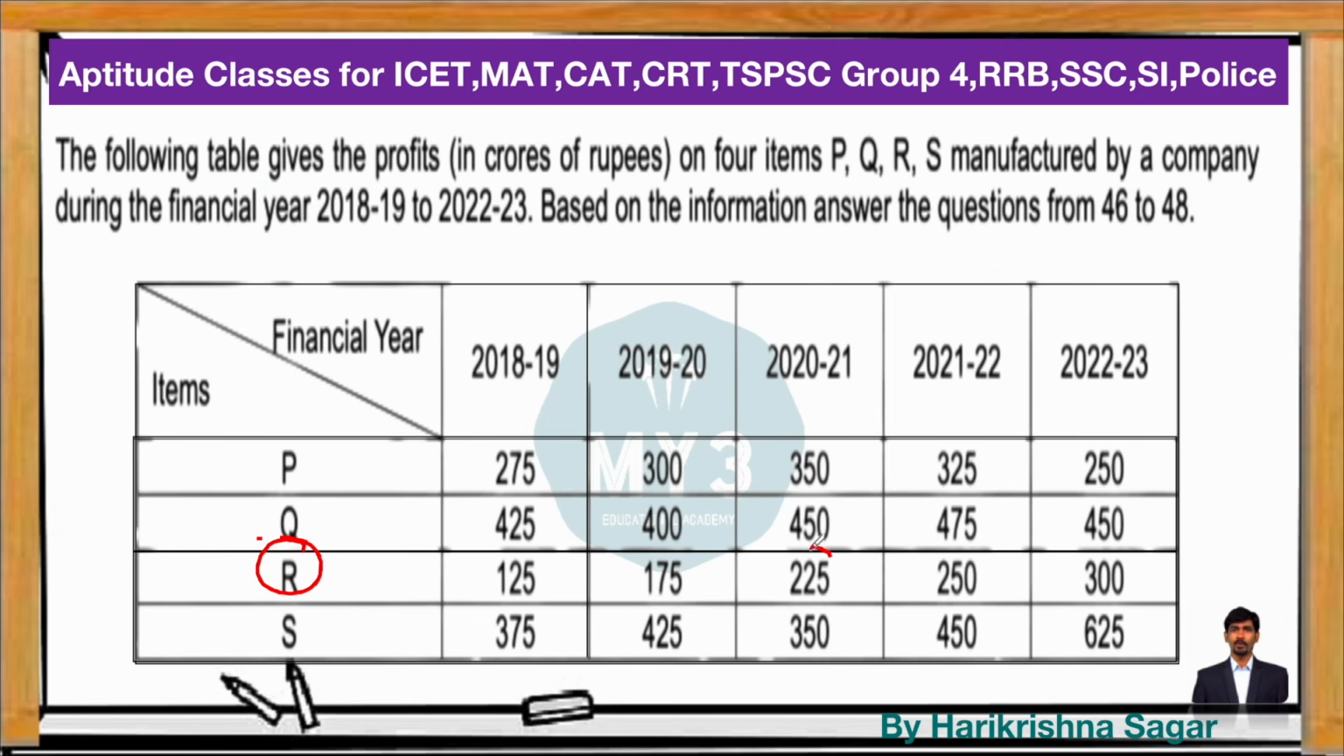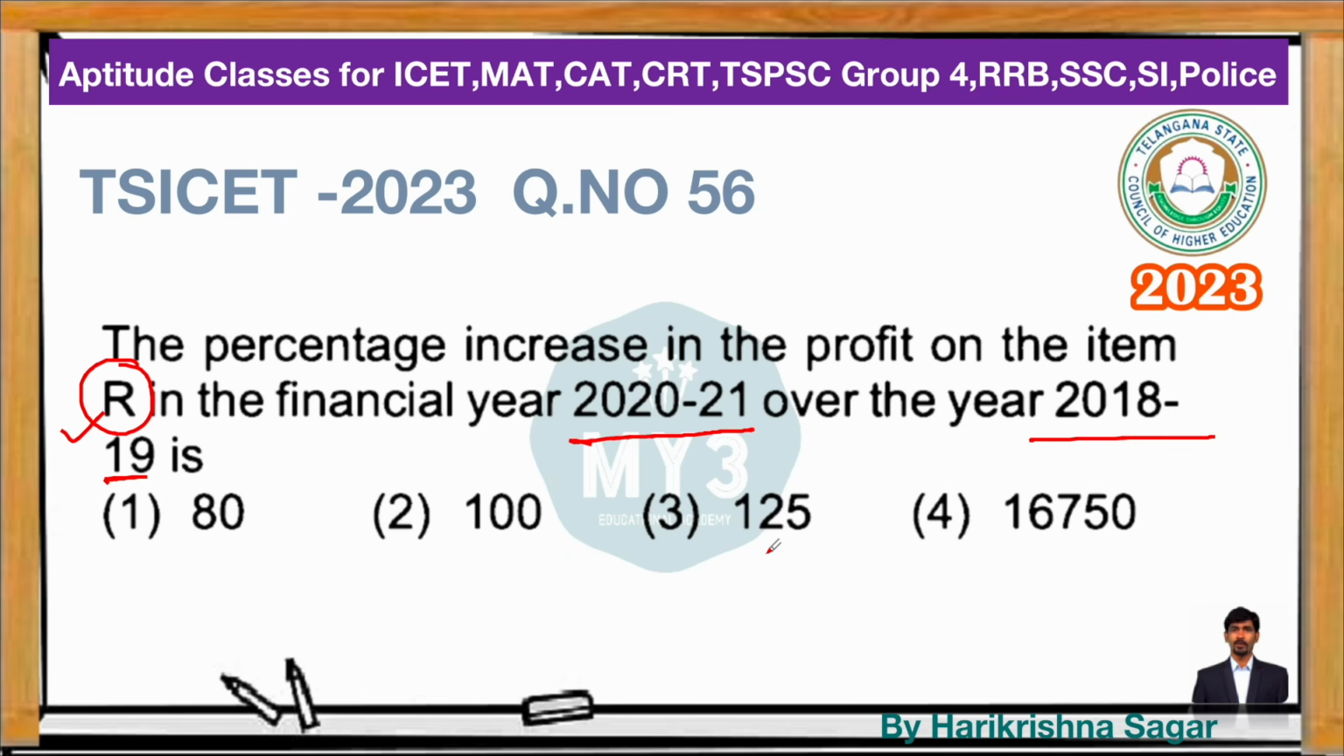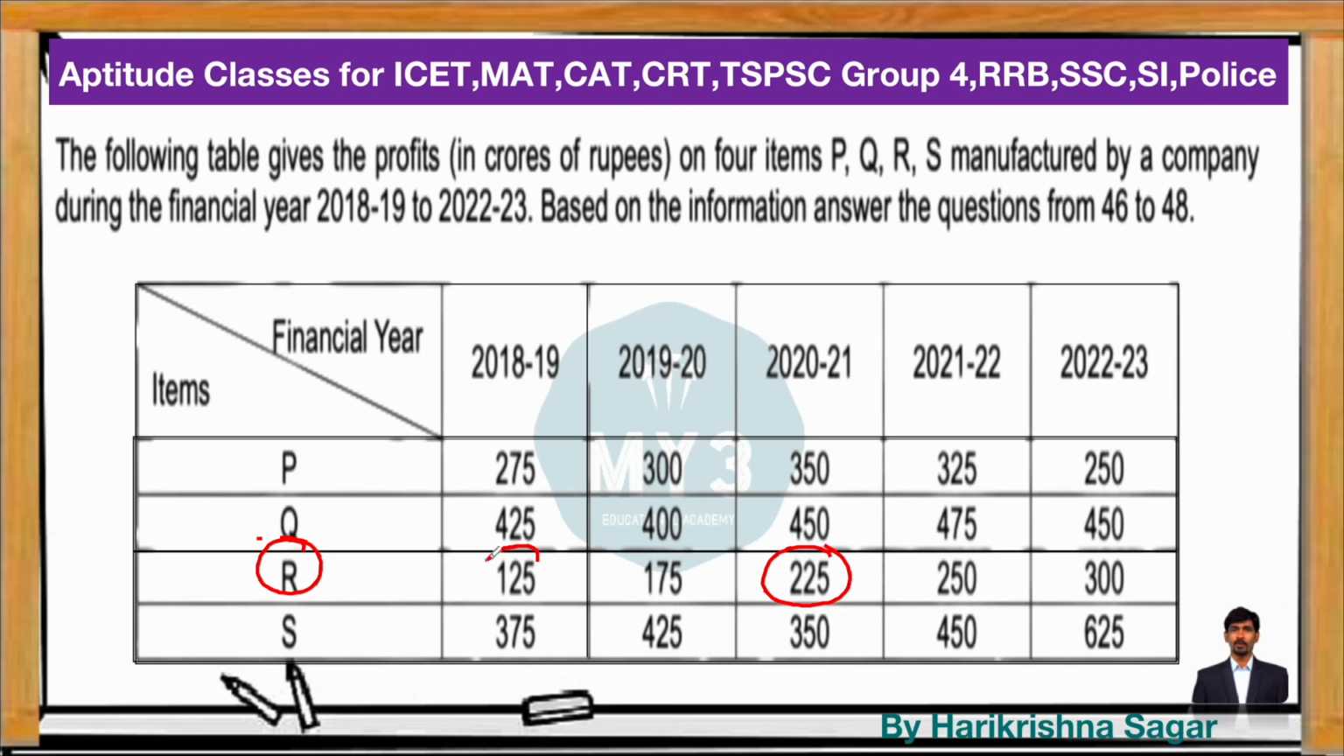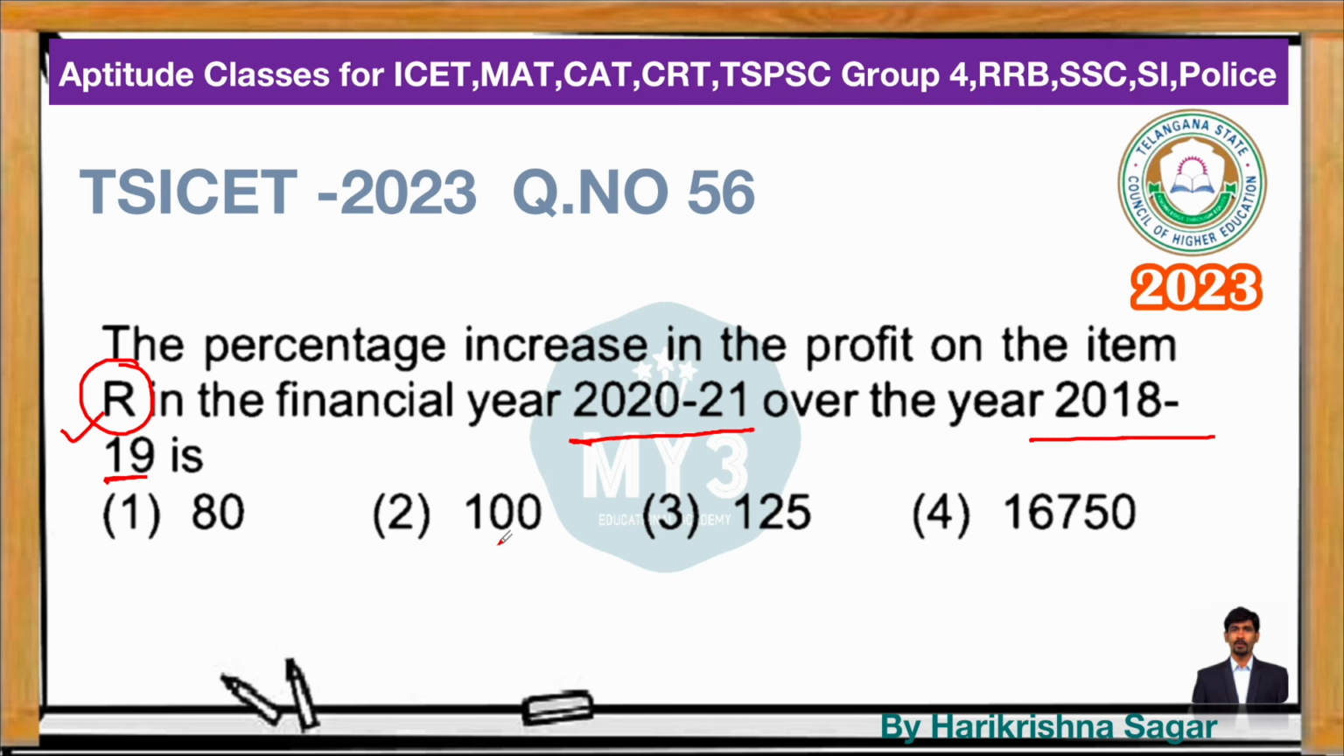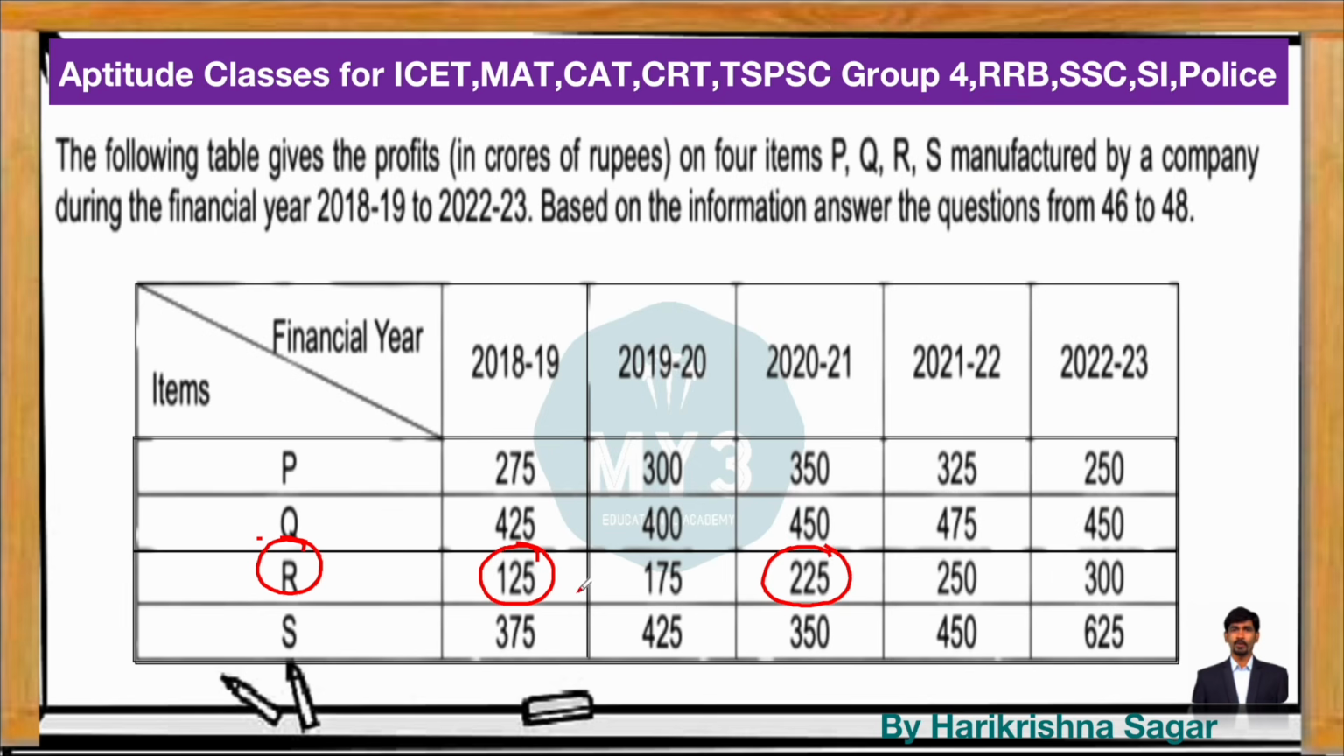The profit of company R is 225. Over the year 18-19, what is the profit of that company? The 18-19 profit is 125. So they are asking what is the percentage increase, the percentage increase of 20-21 over the year 18-19. What is the base value? Base value is 18-19. So in 18-19, the profit was 125. We are able to see that 125.